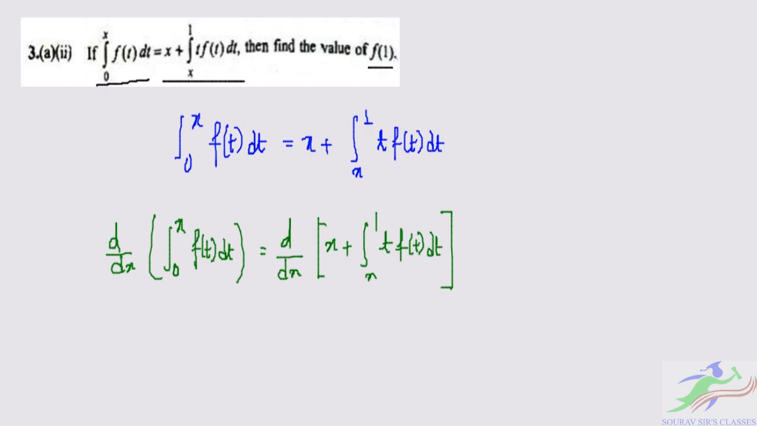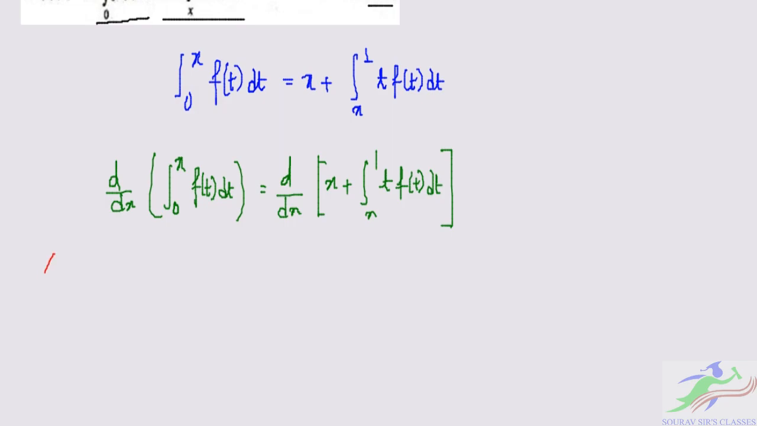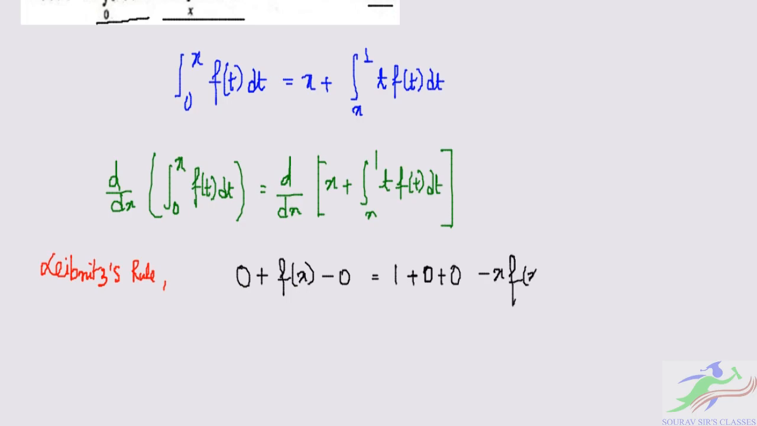Okay, so then we can do a little bit. So that is the Leibniz rule. If we apply this, on the left hand side we will have simply 0 plus f(x) minus 0. On the right hand side it will be d/dx: 1 plus 0 plus 0 minus x f(x). Now here you can see that it simplifies into f(x).